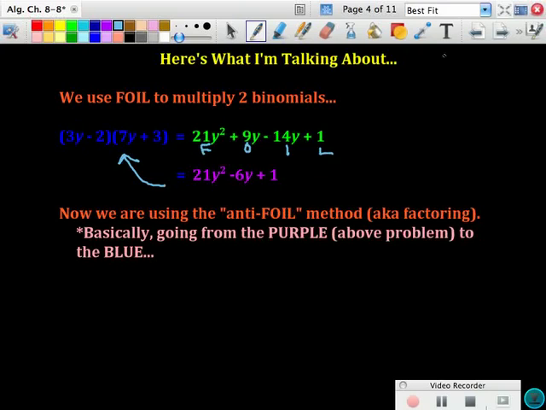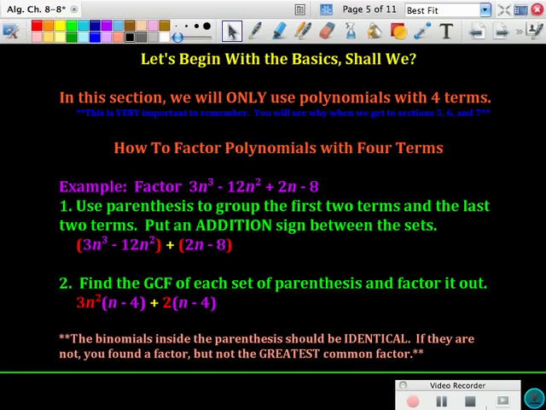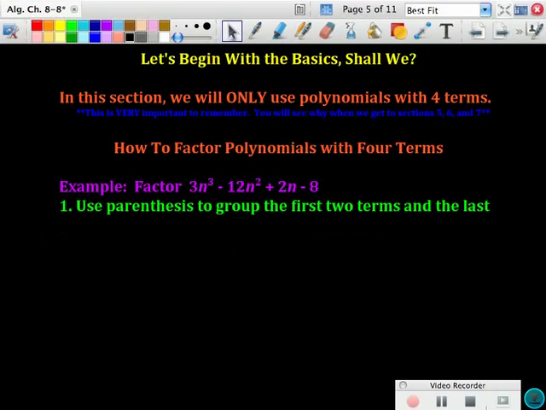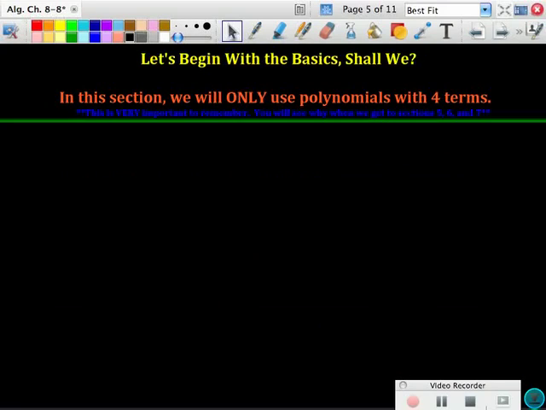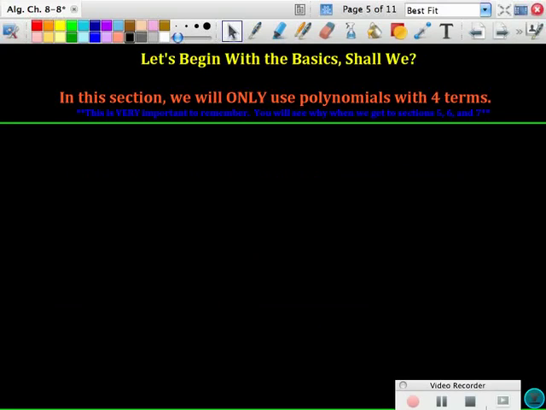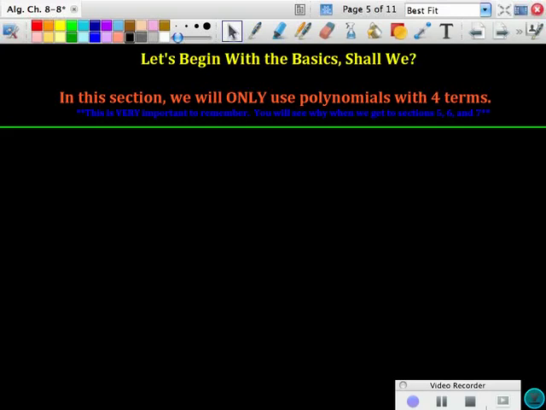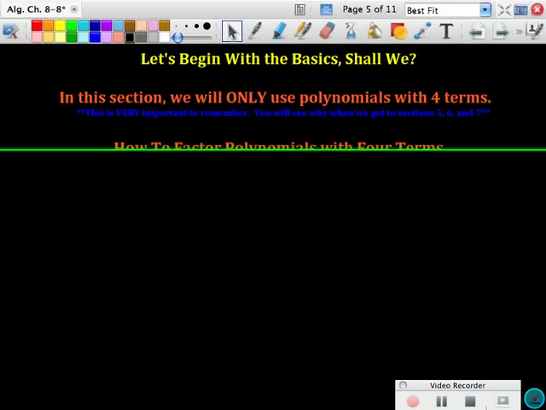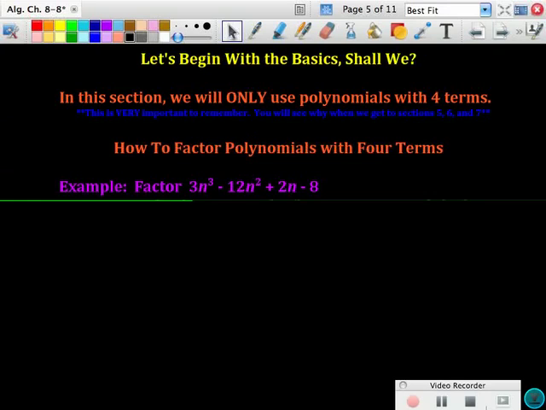This is crazy. Crazy, right? Oh no, overwhelming. Let me fix this. Okay, first of all, we're only using polynomials with 4 terms. Okay, it's very important to remember because there's a little bit different way to factor when we get into those other sections. 4 terms is what we're dealing with right now. Here's the example we're going to work. n to the third minus 12n squared plus 2n minus 8.